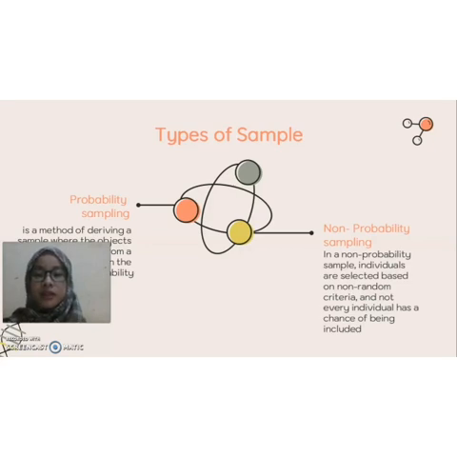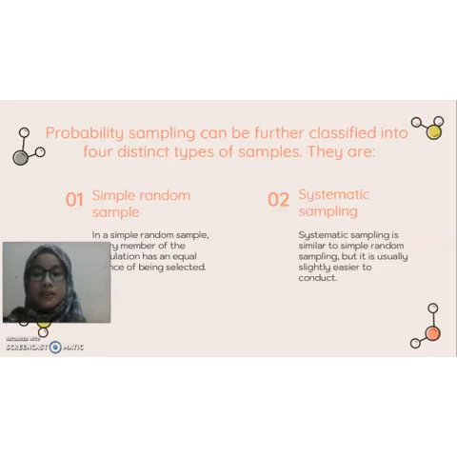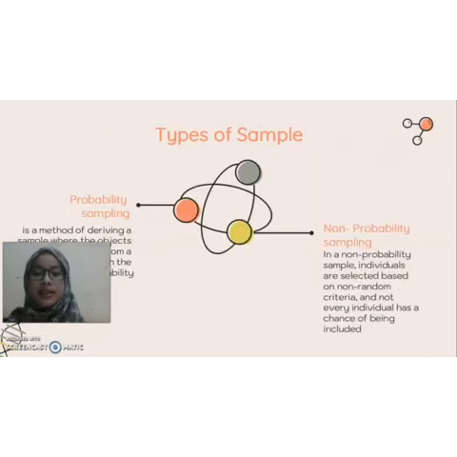Next is types of samples. There are two types of sampling methods. First is probability sampling, and the second is non-probability sampling. Probability sampling is a method of selecting a sample where the objects are selected from a population based on the theory of probability.